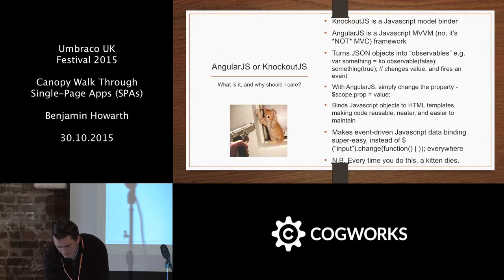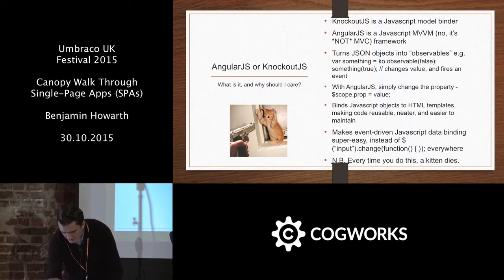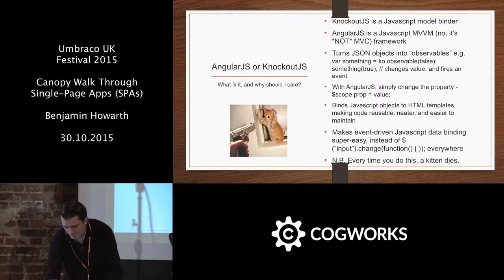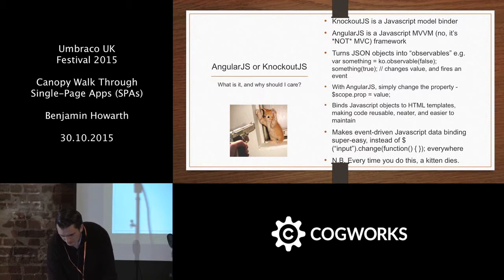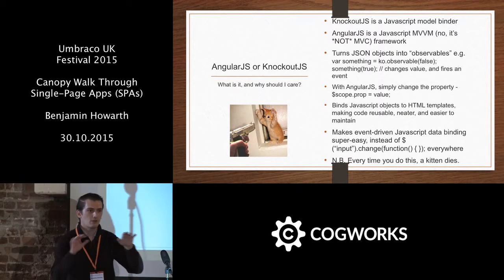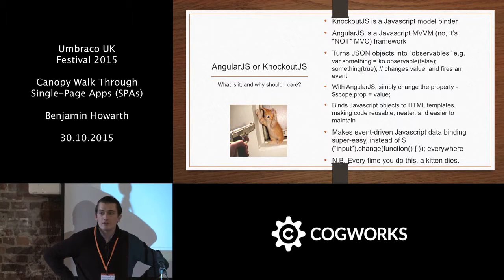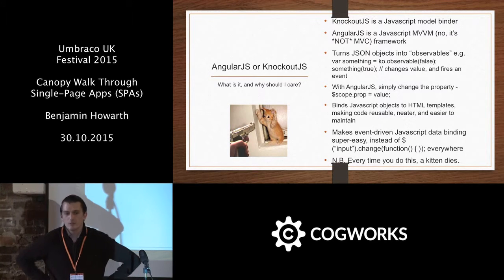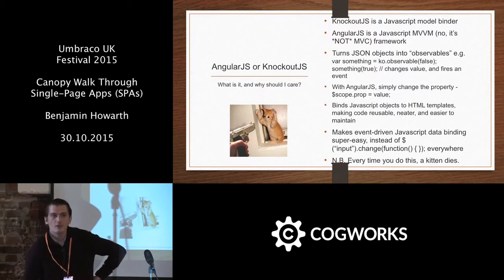So, as mentioned, it turns JSON objects into observables. So, with Angular, simply change the property: scope.prop equals the value. So it makes code reusable, neater, and a lot easier to maintain. And it makes event-driven JavaScript. Who's written code like this? Kind of $input.change with a function. Who's written code like this? And this is going in the code confessions later. Right, because every time you do this, a kitten dies.